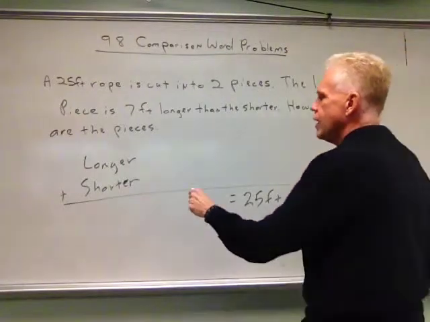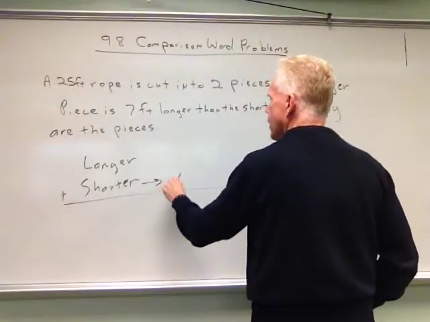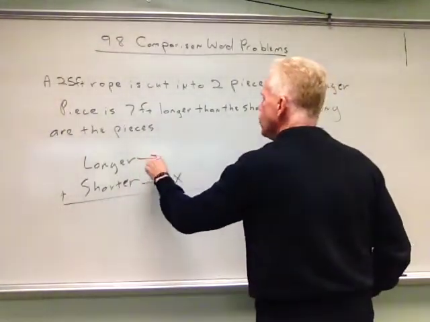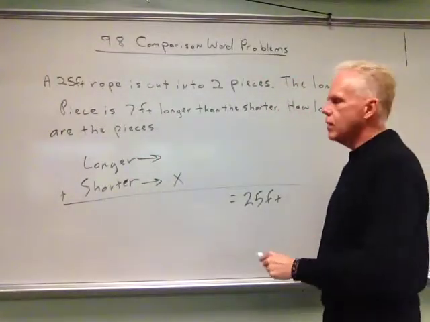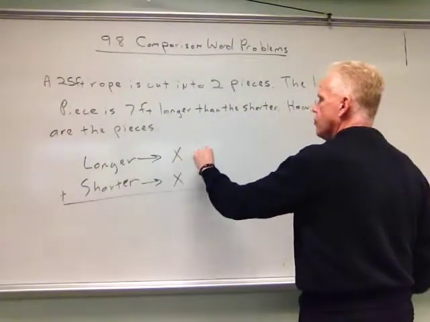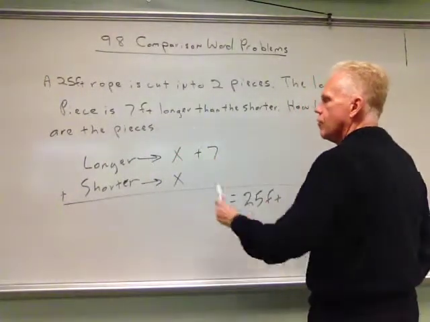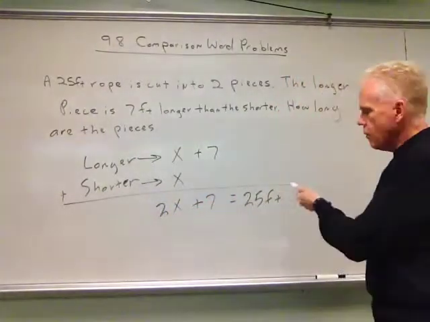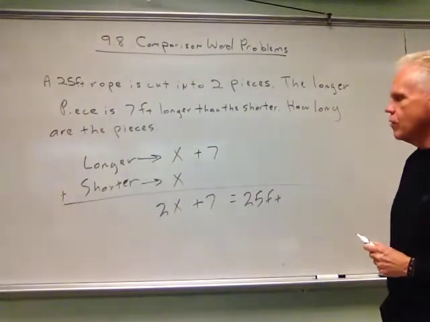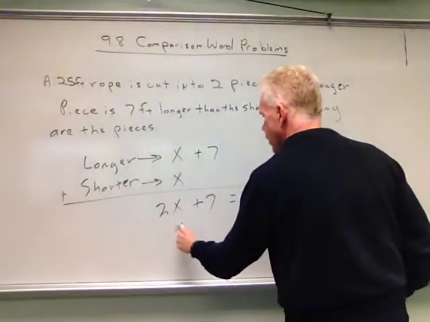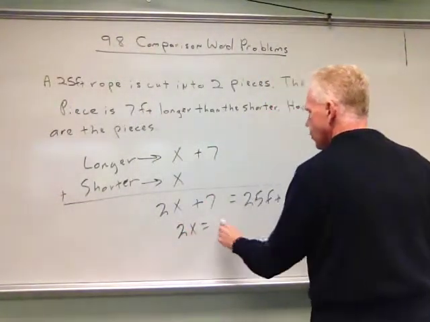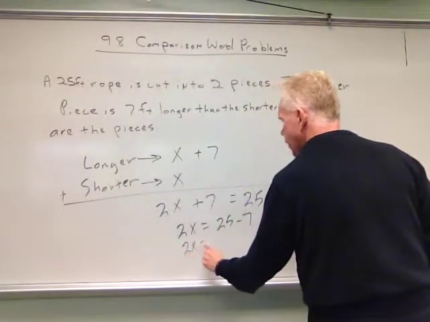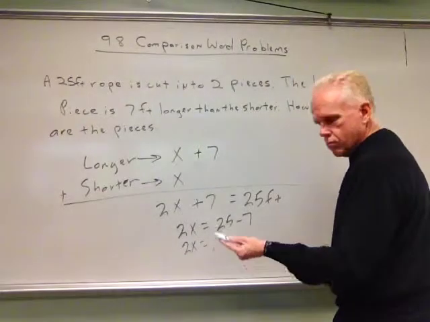In fact, I don't think I know anything about the shorter piece, so the one I know the least about I'll call X. Now the longer piece is going to be 7 feet longer, so how about X plus 7? All right, so the two pieces together would be 2X plus 7. Now we have our equation. 2X plus 7 equals 25. Let's transpose the 7. We'll get 2X equals 25 minus 7. 2X equals 18. Got it.